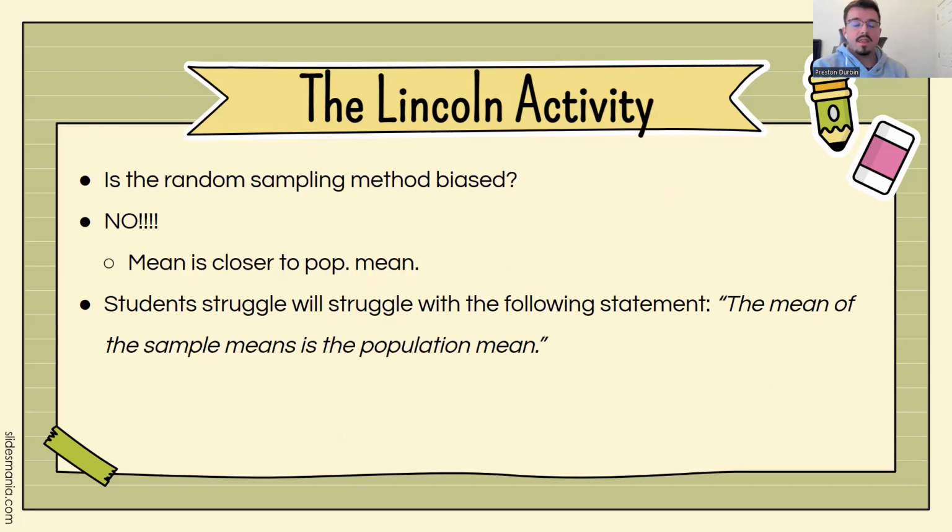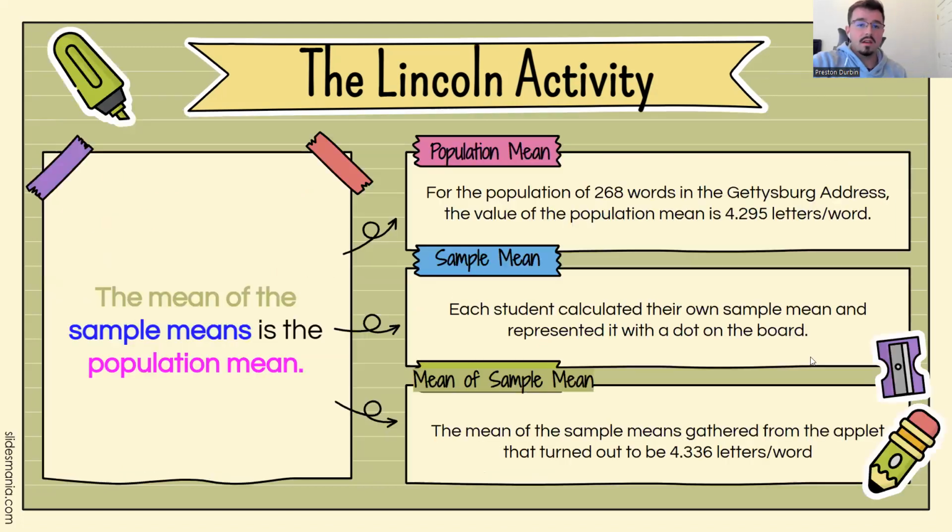Then you would ask the students if the random sampling method is biased, and they should come to a conclusion and say no. The mean is closer to the population mean. Students will also struggle with the following statement: the mean of the sample means is the population mean.